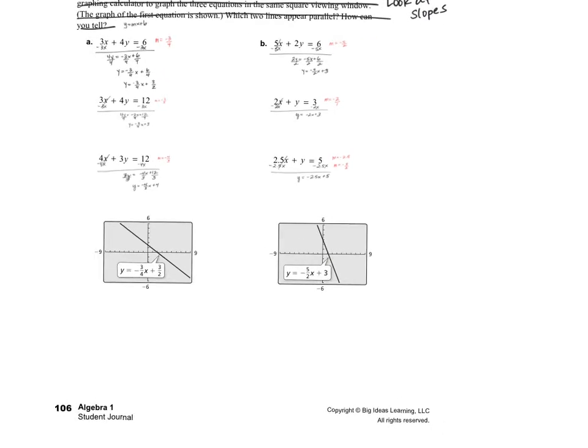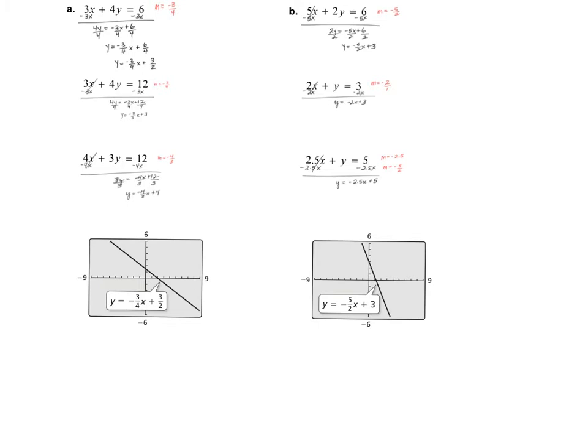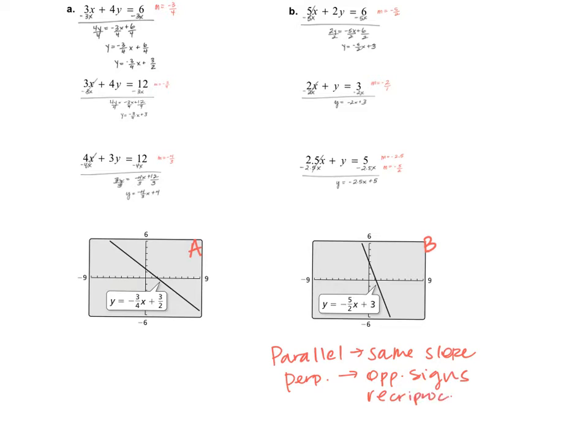So now what we're going to do is look at these two graphs. Let's name this one A and let's name this one B. Parallel means they have the same slope, and perpendicular means they have opposite signs and they are reciprocals. So let's talk about that.